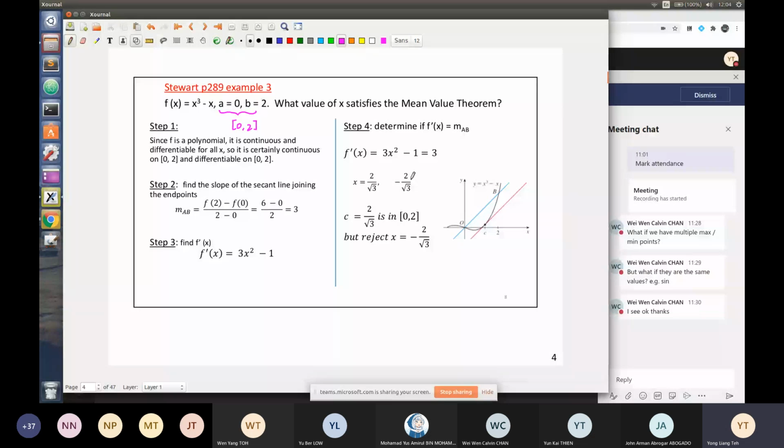If I eyeball this, you can pretty much agree that at about this point, there is also another point where the tangent line is parallel to the blue secant line. So this point is also a valid point, but it's outside this interval, so you cannot apply the MVT there. Hence we found that c equals this number here, and that is our stationary point that satisfies the MVT. Questions?